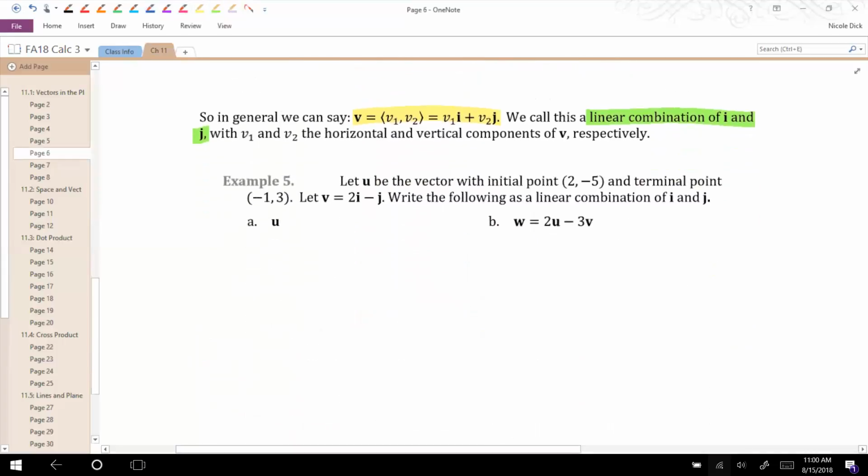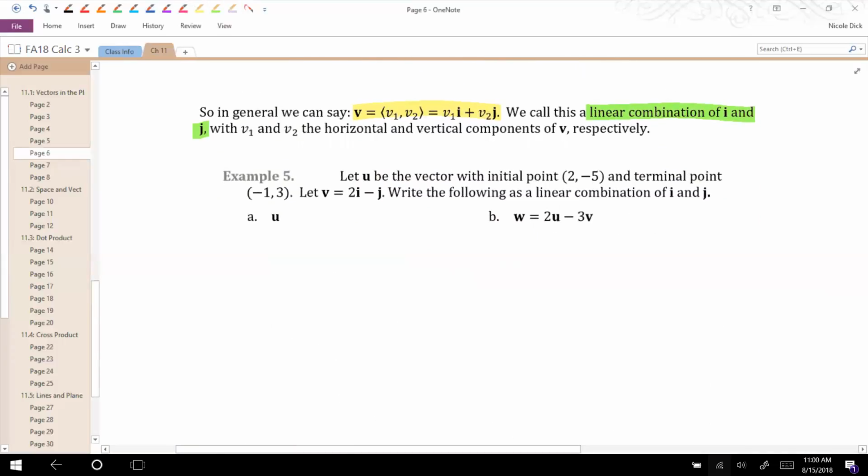So we're doing similar things as before, just manipulating the vectors in this different notation. So we have u with the initial point of 2, -5, and a terminal point of -1, 3. And then we are told v is a combination of the i and j vectors. So two totally different ways to express the vectors here. We want to go ahead and answer parts A and B over here. So first of all, part A wants to know u. What is vector u? How are we going to find that?